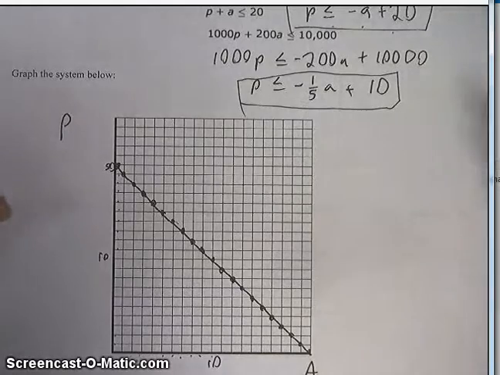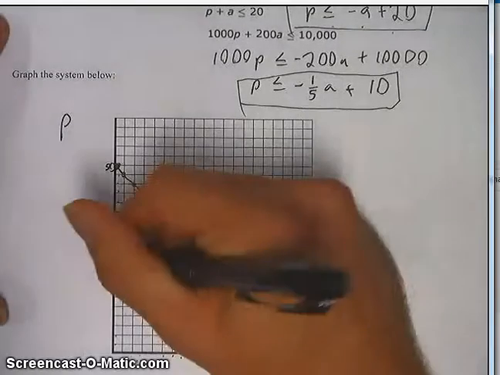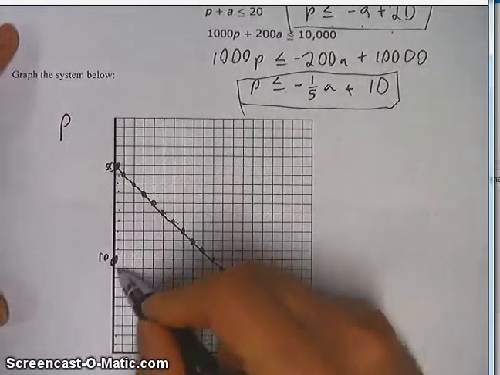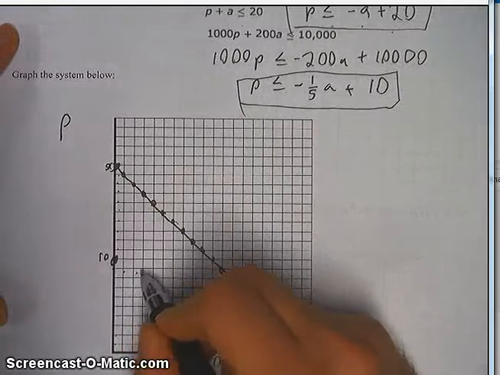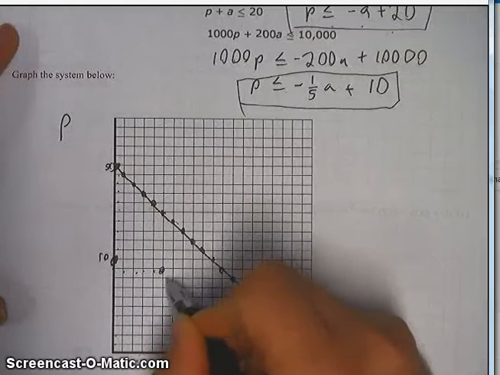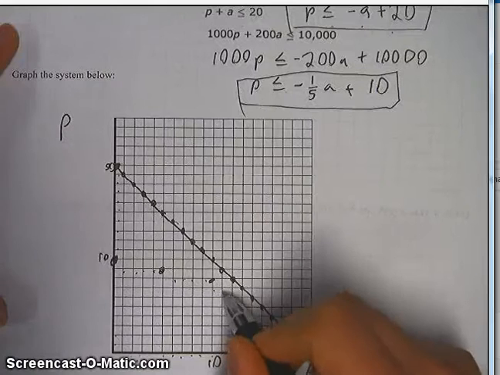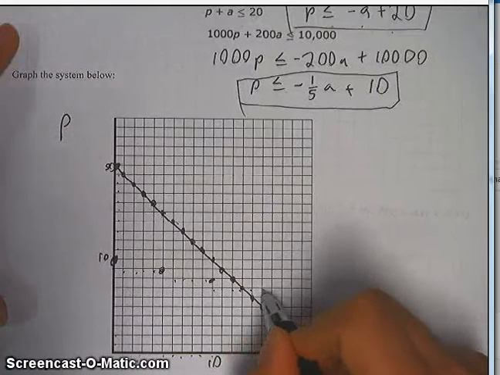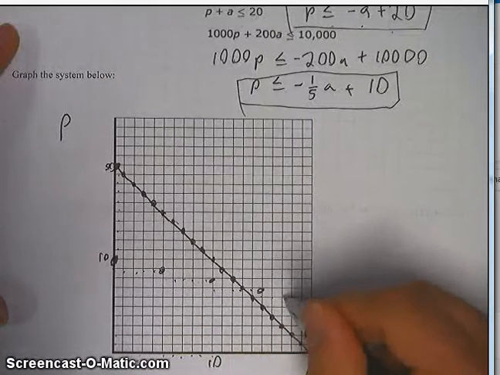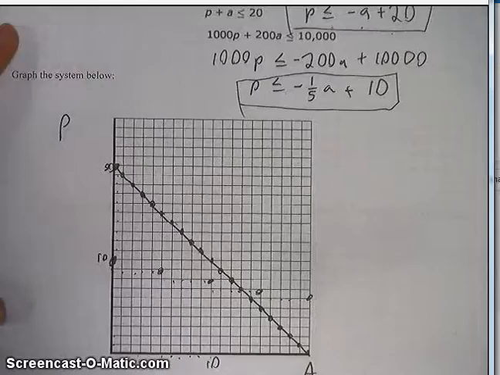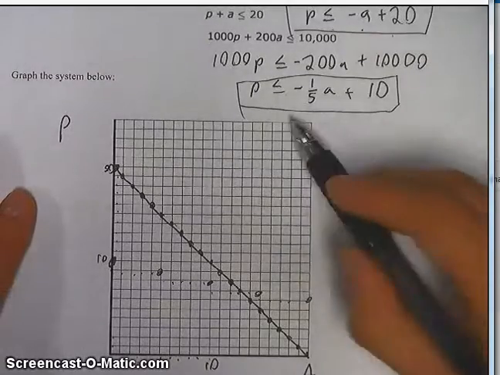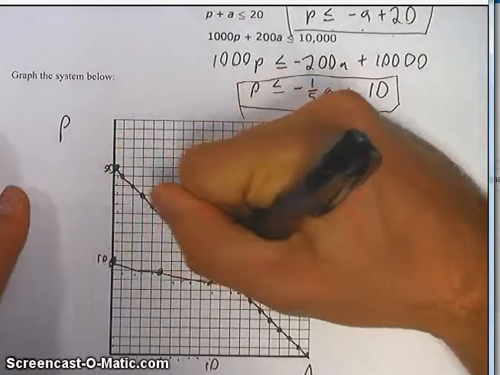P is less than or equal to negative 1 over 5 A plus 10, so I'm going to put a dot at 10, and I'm going to go down 1, right 1, 2, 3, 4, 5, down 1, right 5, down 1, right 5, down 1, right 5. And that's also a solid line.